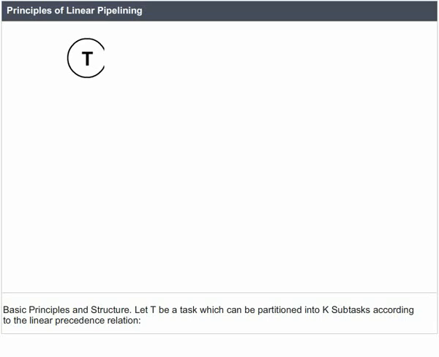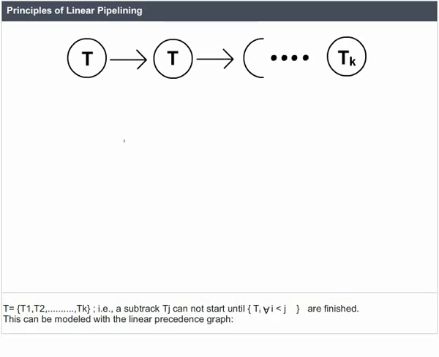Principles of linear pipelining. Basic principles and structure. Let T be a task which can be partitioned into K subtasks according to the linear precedence relation: T equals T1, T2, and so on until Tk. That is, a subtask cannot start until the previous ones are finished. This can be modeled with the linear precedence graph.